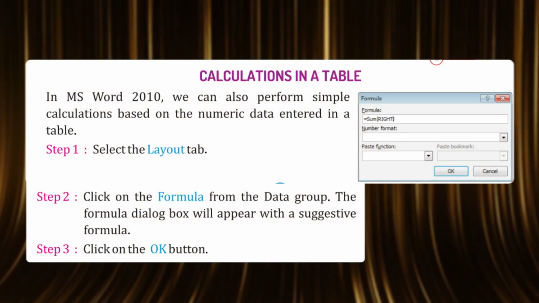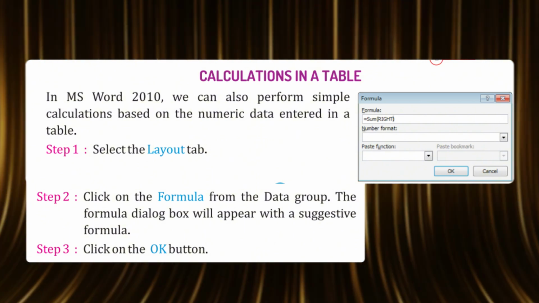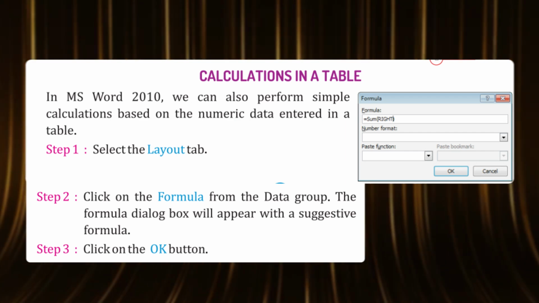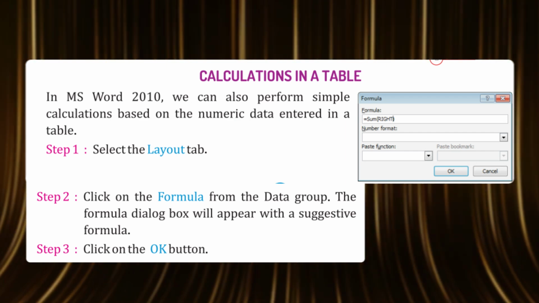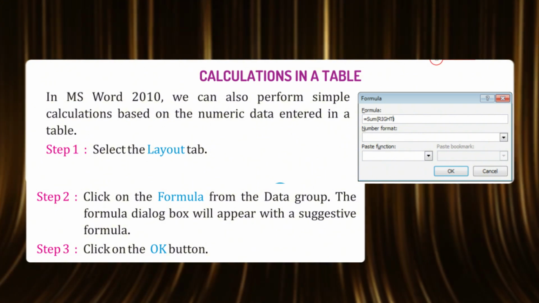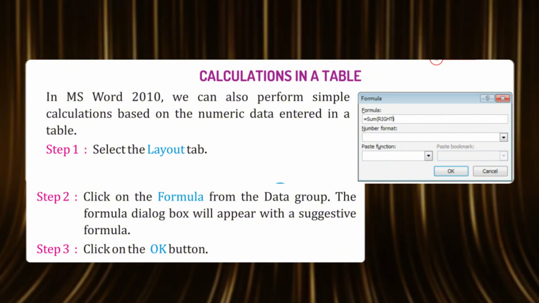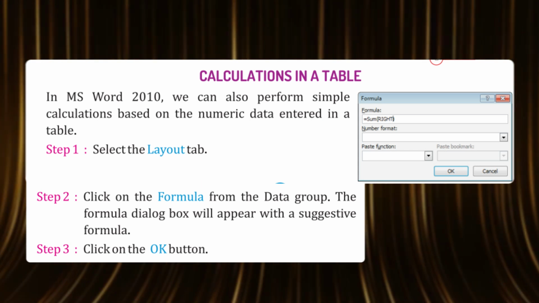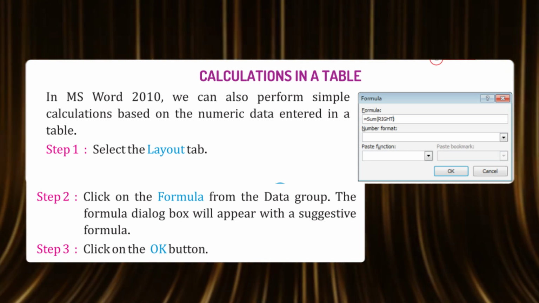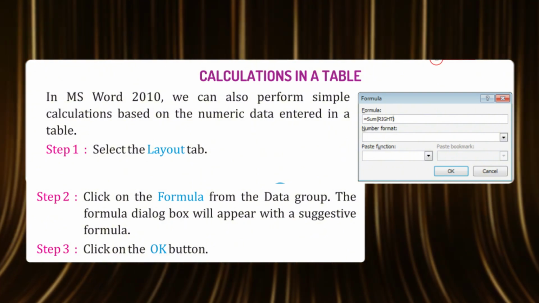Calculations in a table. In MS Word 2010, we can also perform simple calculations based on the numeric data entered in a table. Step 1. Select the Layout tab. Step 2. Click on the formula from the data group. The formula dialog box will appear with a suggestive formula. Step 3. Click on the OK button.